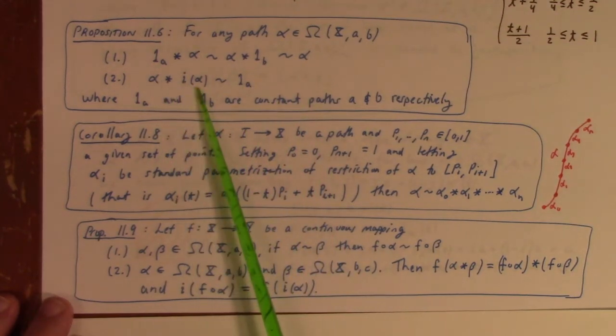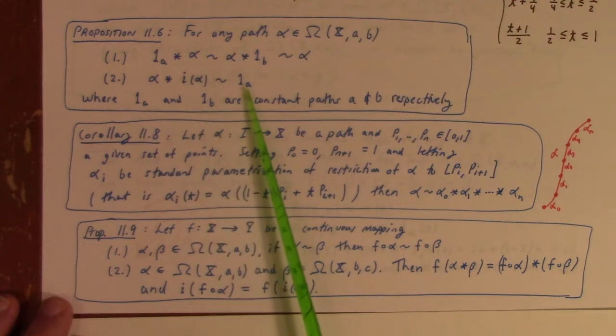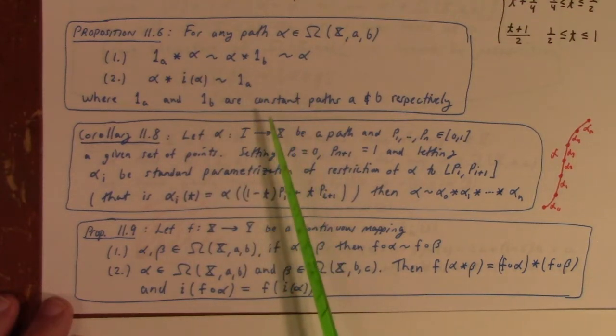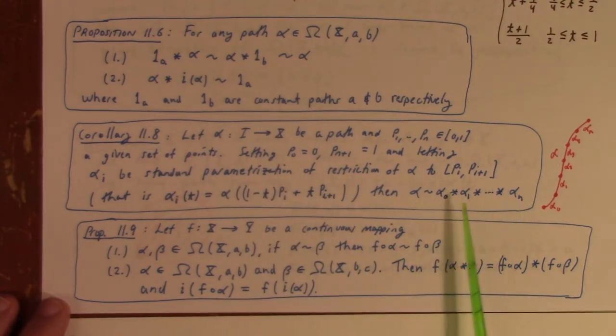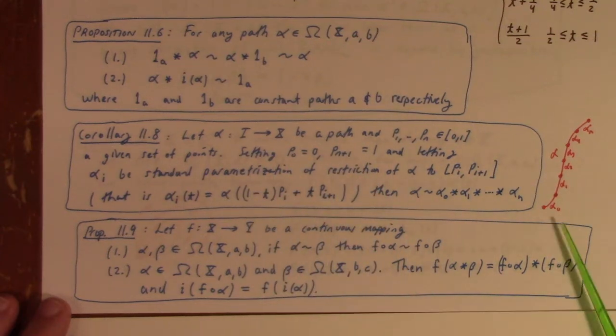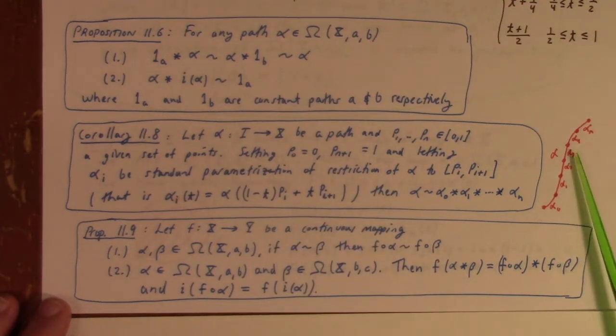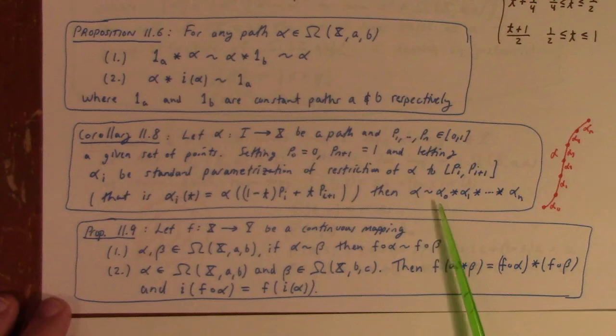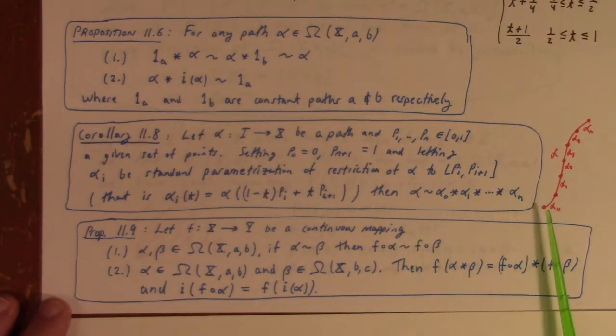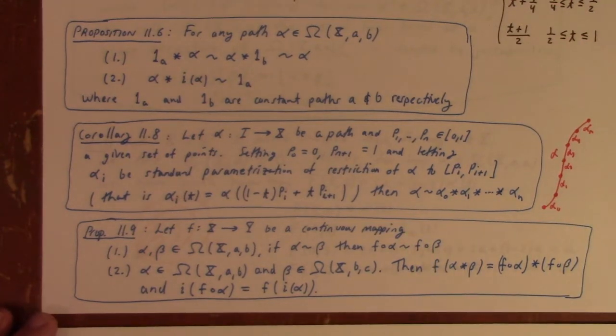If you take a path and you join it with its reversal, you get back the constant path. What else? If you take a path and you cut it into pieces, alpha 0, alpha 1, alpha 2, alpha n, and you join those pieces together, alpha 0 joined alpha 1, join alpha n, those are also homotopic to the whole path, all right? So nothing too surprising there.